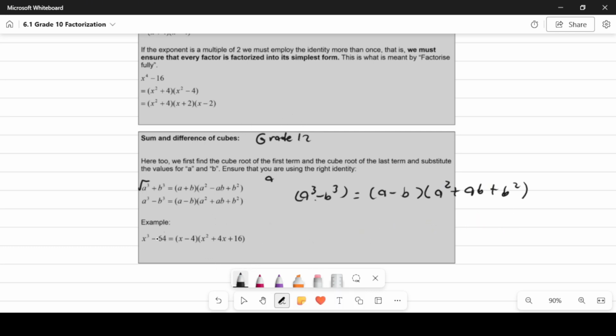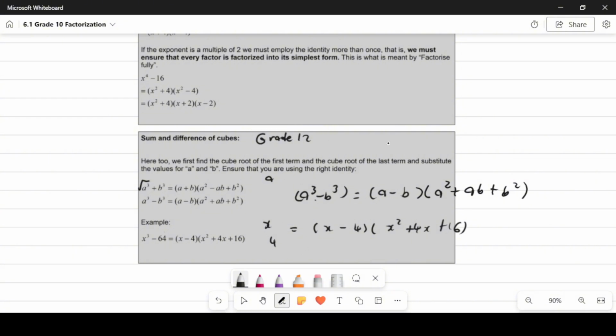So if I look at this question here, if I cube root the first term, it gives you x. If I cube root the second term, it gives me 4. Since I have a minus sign, it'll be x minus 4, square the first term, x squared, multiply the first term and the second term gives you 4x. Then I must change the sign, plus, square the last term, plus 16. And that's how we get the factorized form when you're given a sum and difference of cubes. This is not tested at grade 10. I'm just reminding you because this will be a grade 12 concept.